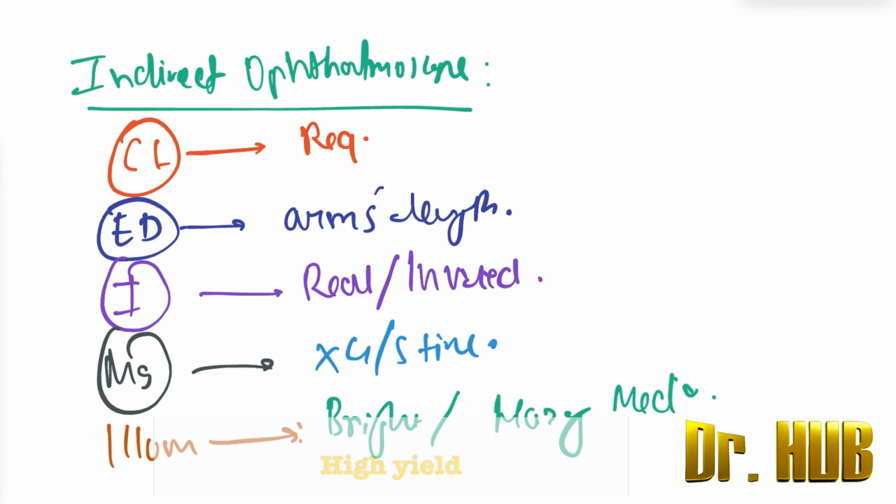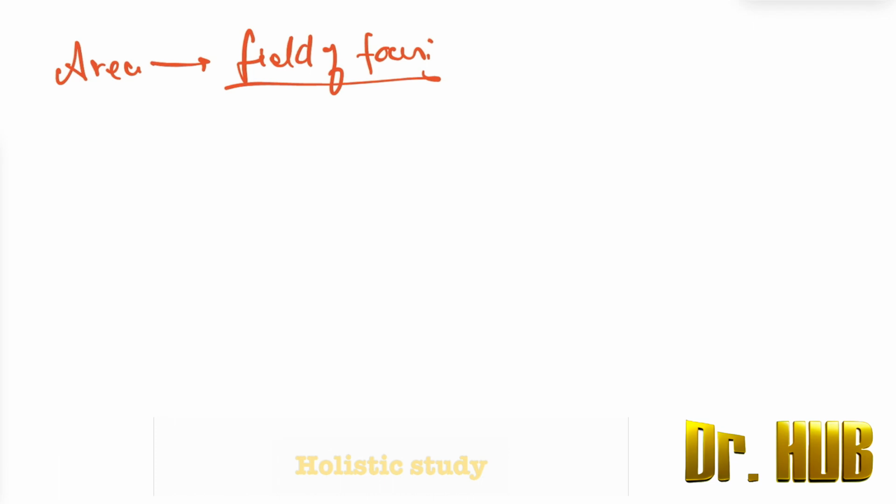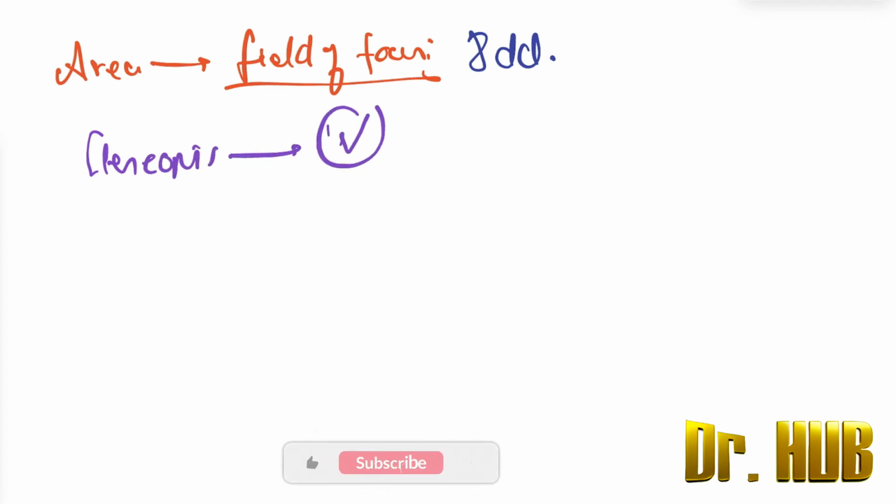Next we look at the area of field in focus. This includes about 8 disc diameter. In terms of direct it was 2, here it is 8. Then comes the concept of stereopsis. Stereopsis is present in case of the indirect ophthalmoscope, whereas in direct ophthalmoscope it was absent.